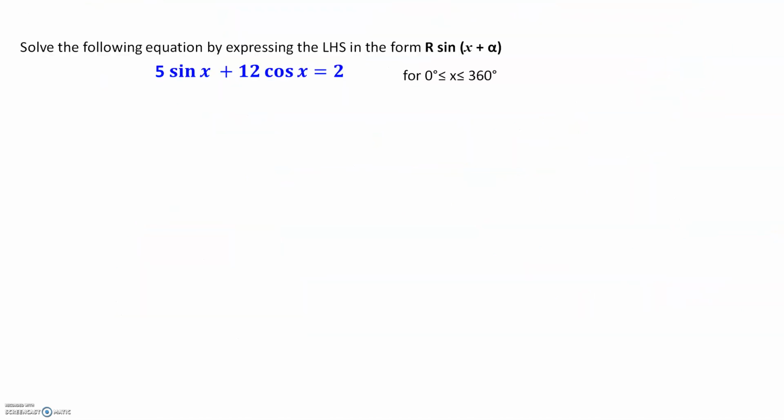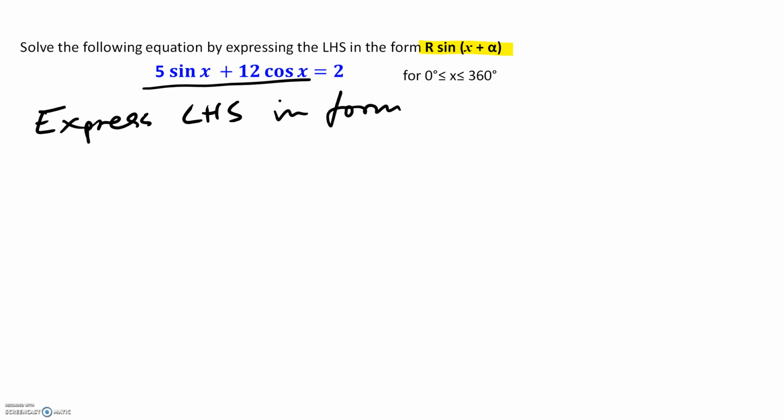Here's a very similar question to the one we've just done. Just this time it's sine x plus alpha rather than cos. You might just want to pause the video now, try and do it yourself, and then check this solution in a minute. So we want to do similar to what we did above. We want to express the left hand side of this in the form r sine x plus alpha.